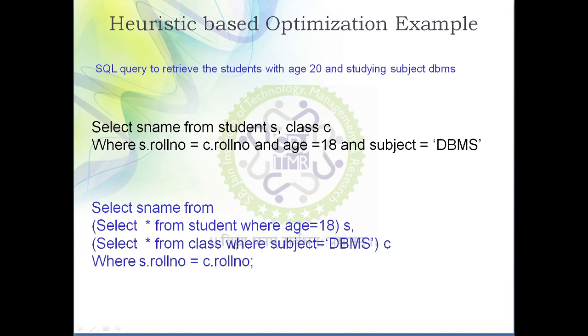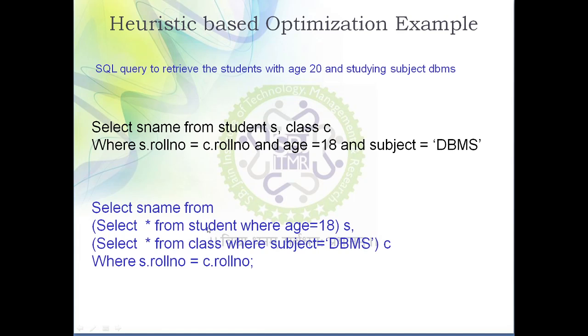Then select star from class where subject equals DBMS. Again we are performing a selection operation on the class table and getting some rows, and then we are checking the equality condition here. So what do you think, which one is the efficient way, this query or this query? What is your answer? The answer is the second one.